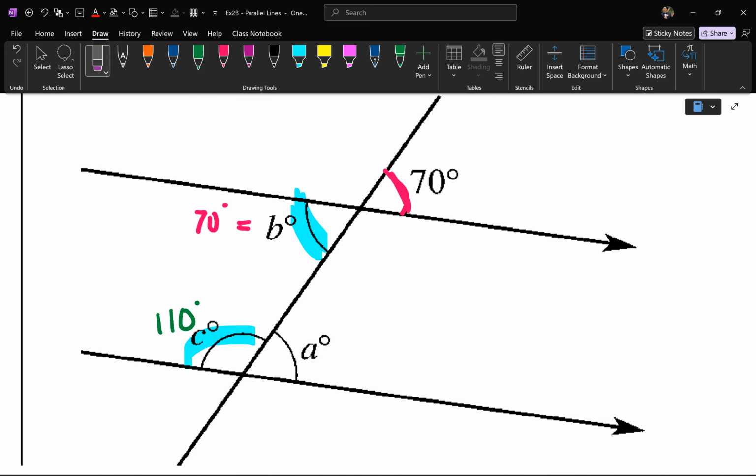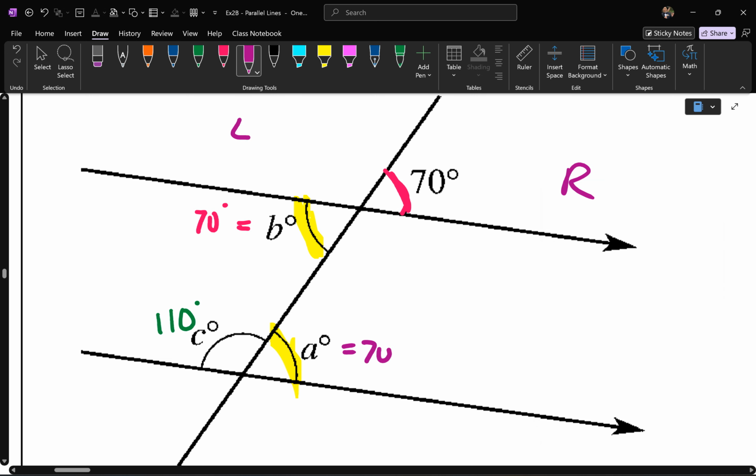And then there's two ways to find A. But we can already see B and A is a type of property. What's B and A? B and A on different sides. So remember, this is on the left, this is on the right. Elizabeth. A doesn't equal 70, but why?